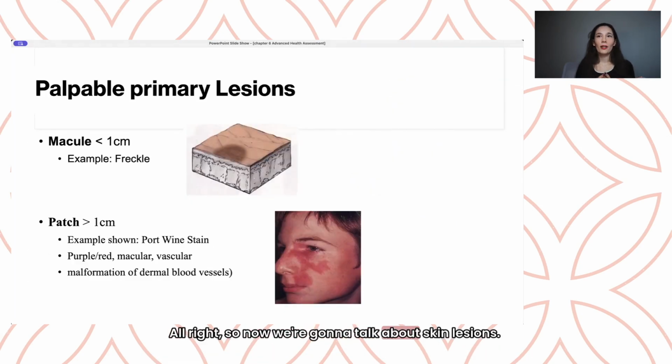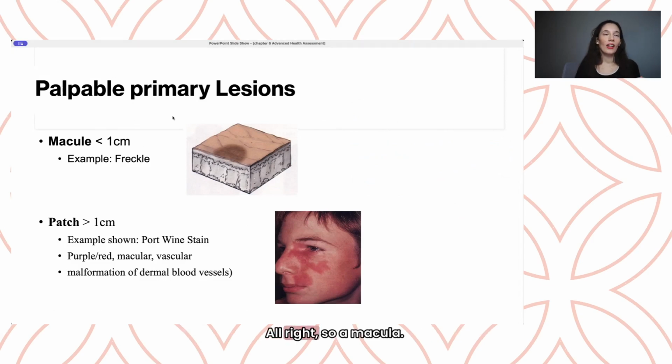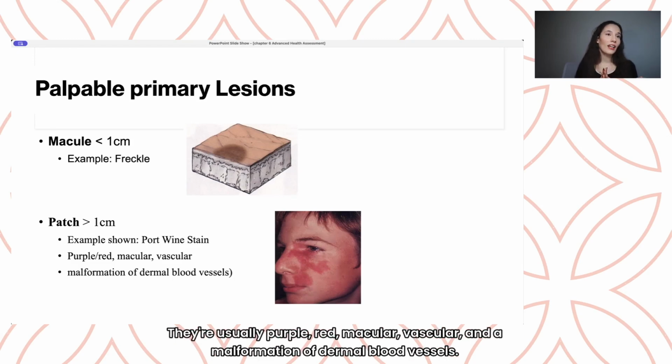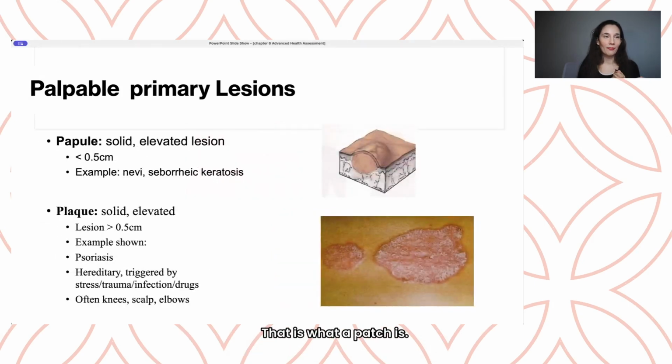All right, so now we're going to talk about skin lesions. A macule is less than 1 centimeter, something like a freckle. Then there is a patch. This is greater than 1 centimeter. We can think of things like port wine stains. They're usually purple, red, macular, vascular, and a malformation of dermal blood vessels. That is what a patch is.